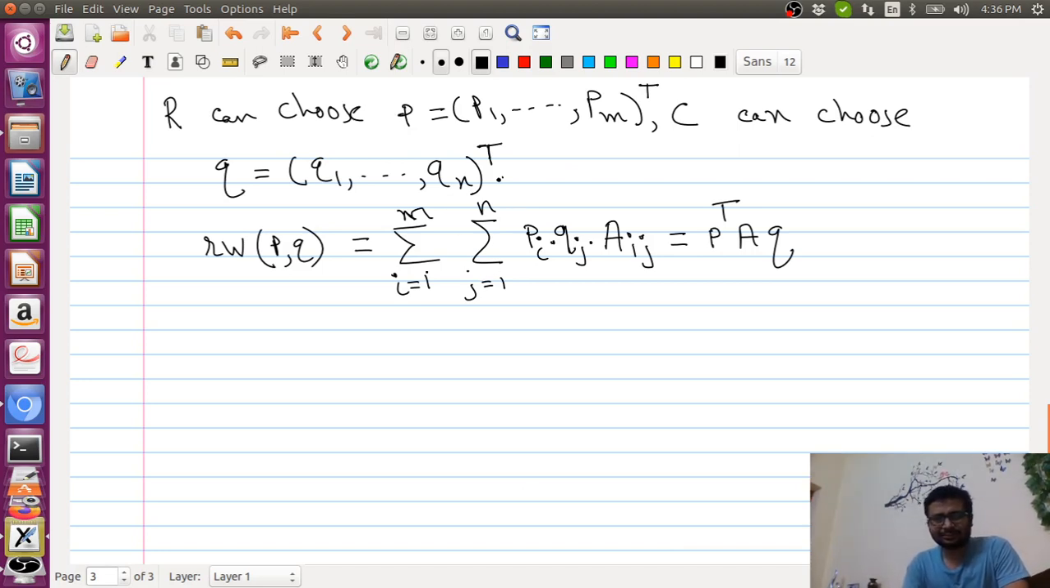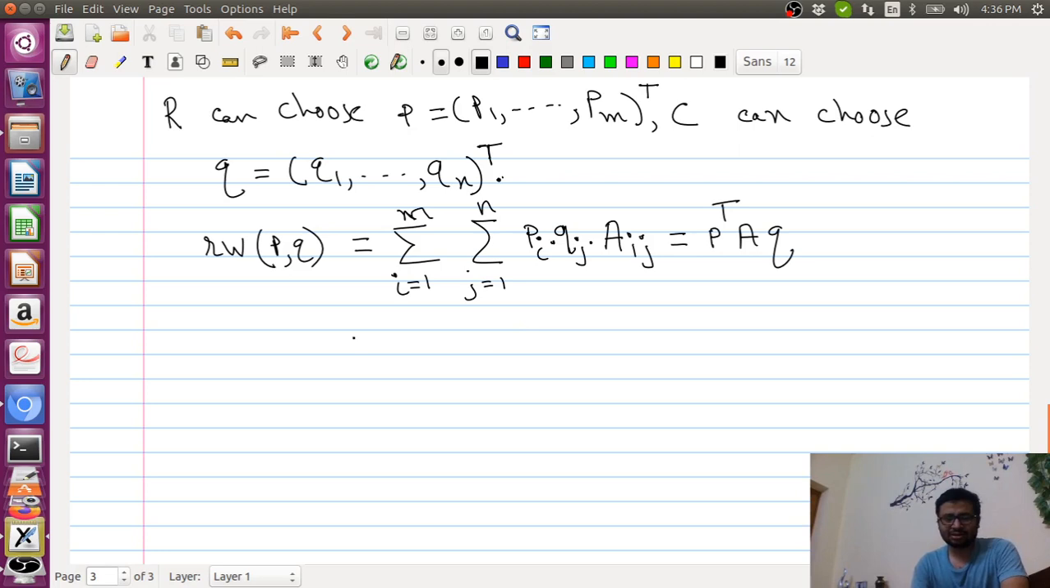Now let us say the players choose their strategies in two steps. R goes first and then C goes. So R plays first and then C plays. That is to say, R chooses a strategy P and then C chooses her strategy Q with the knowledge of P. So C gets to see what R chose, and with that knowledge C chooses.